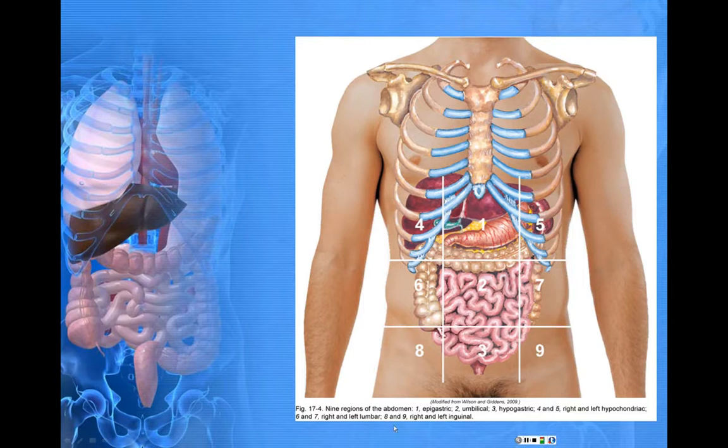This is a picture of the 9 different regions of the abdomen. As you can see, they're called: 1 is the epigastric region, 2 is the umbilical, 3 hypogastric, 4 and 5 would be the right and left hypochondriac, 6 and 7 would be right and left lumbar, and 8 and 9 right and left inguinal.